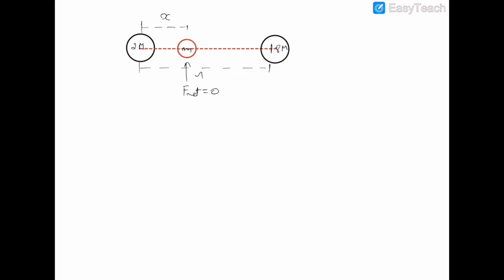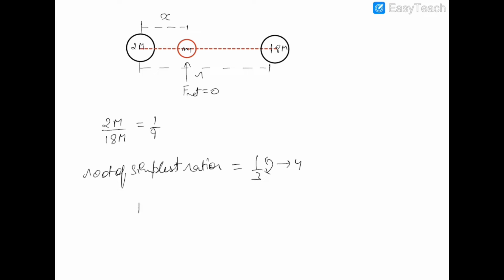So first of all we have to find out the simplest ratio, which is 2m is to 18m, that is 1:9, and then we have to find out the root of the simplest ratio. So this root will be equal to 1:3. Now we have to add up this ratio 1:3, and this will be 4, and one part will be r upon 4.